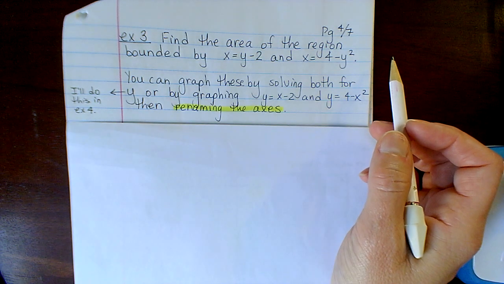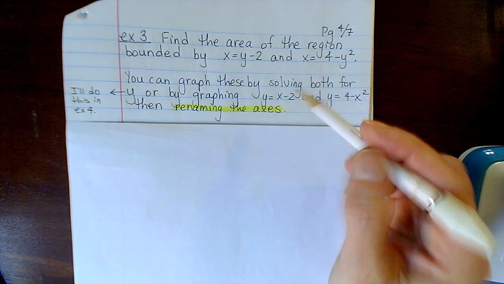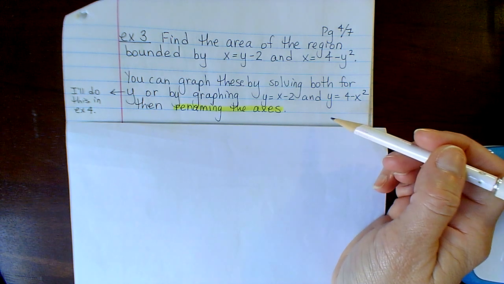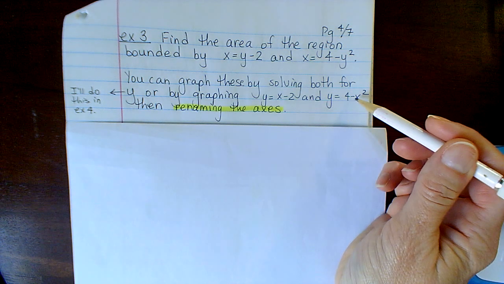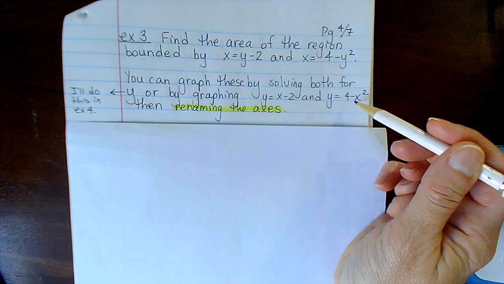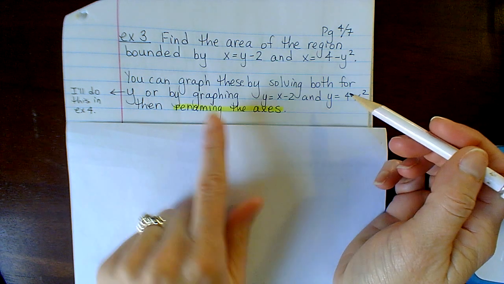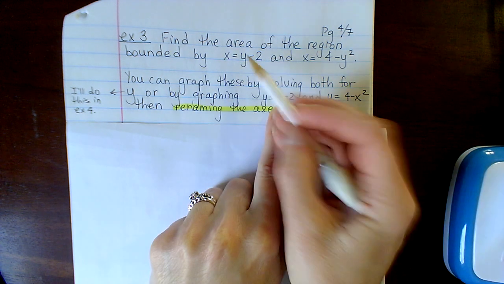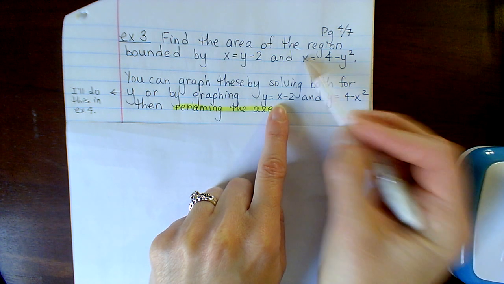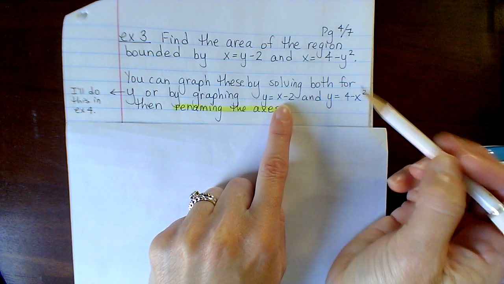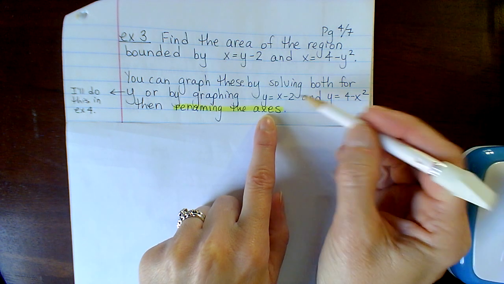A different way of doing this, and this technique I'm going to do for this example, is going to be useful if it's not easier to solve this for y. Alright? Instead, here's what I'm going to do. I'm going to graph y equals x minus 2 and y equals 4 minus x squared, and then rename the axes.